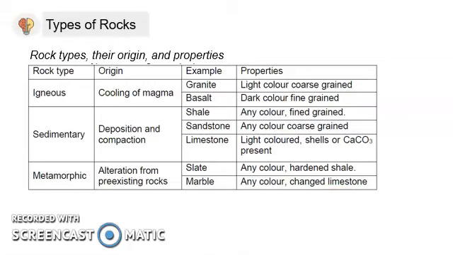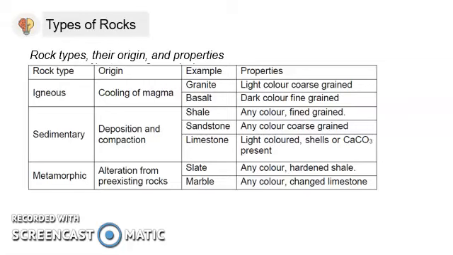We have three types of rocks: igneous, sedimentary, and metamorphic rocks. Igneous rocks are formed from cooling of magma. Examples are granite, which is light-colored and coarse-grained, and basalt, which is dark-colored and fine-grained. So basically, granite and basalt are opposite.